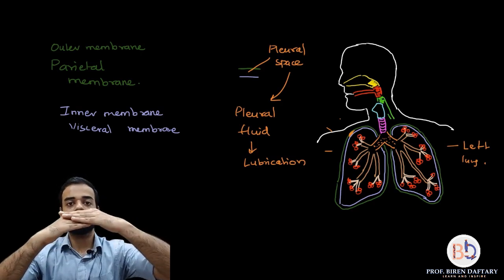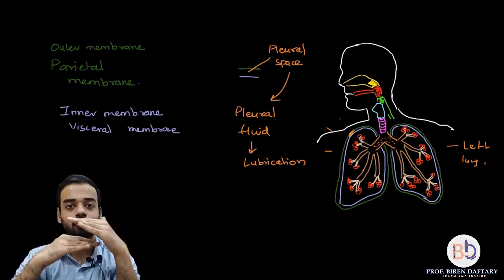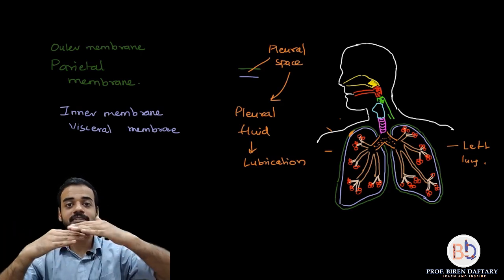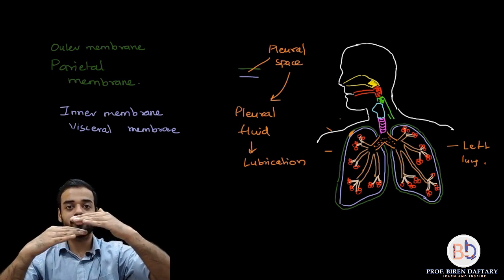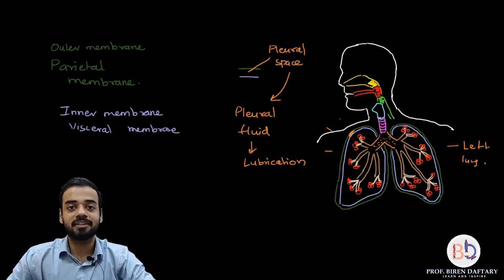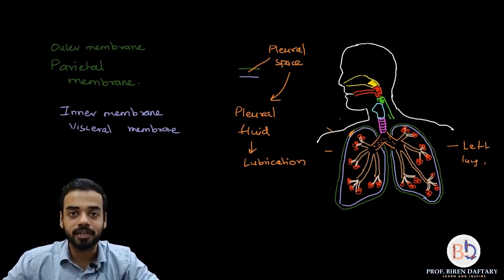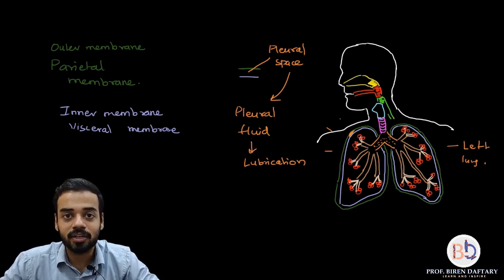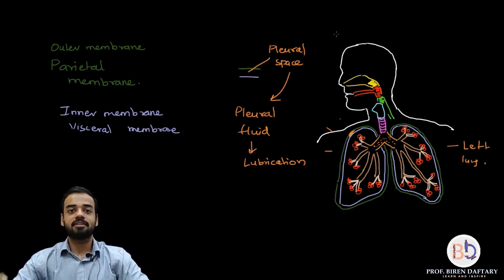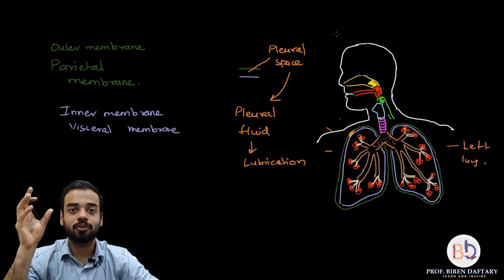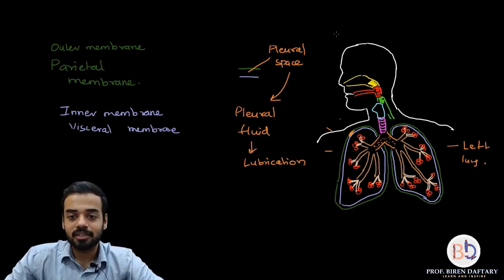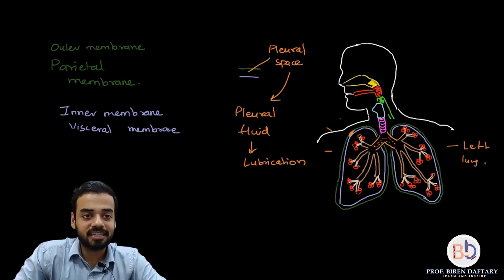So that is why both the membranes are separated by a pleural space and pleural fluid, so that the pleural fluid acts like an oil and prevents the friction. So even though the two membranes are moving, they are not actually causing friction and they are not causing damage. So that is the function of the pleural fluid. Is this clear? So I hope you remember that the pleural space is the space between the two membranes of the lungs.